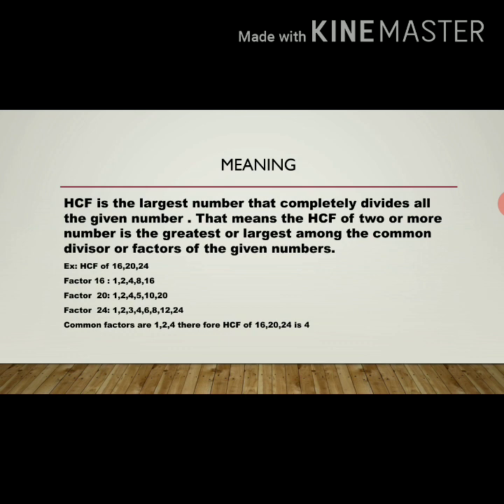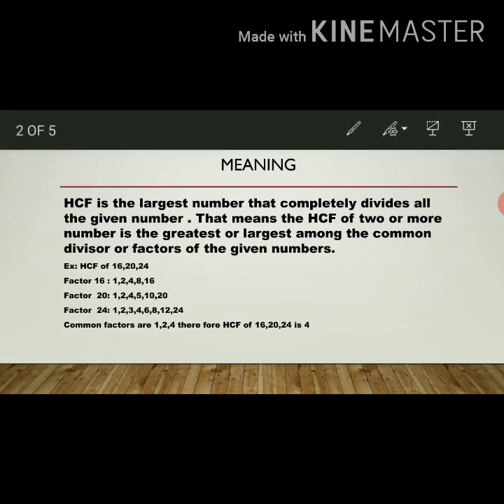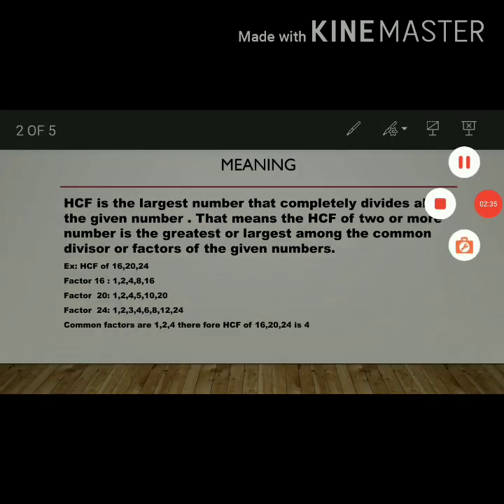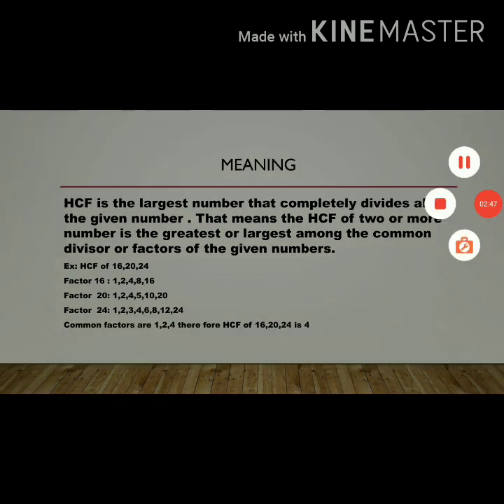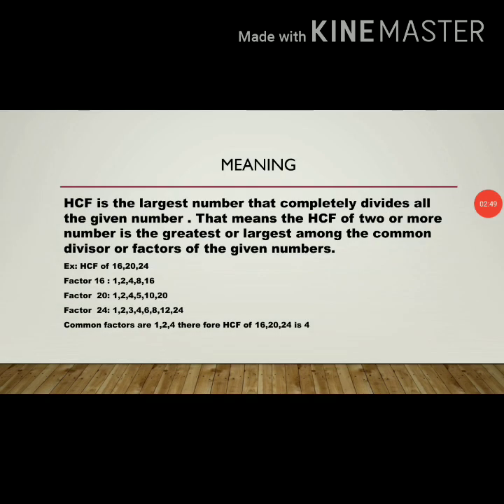So 1, 2 and 4 are the common divisors, and the highest among them is 4. Therefore 4 is the highest common factor, and that is why we consider 4 as the HCF.